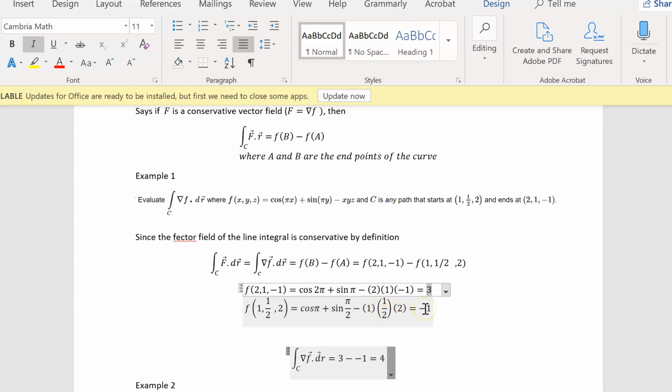So that's negative 1. So really the difference between these two, the value of the potential function at the endpoint is 3 minus the value at the starting point, negative 1, which is 4. So this is the value of the line integral.